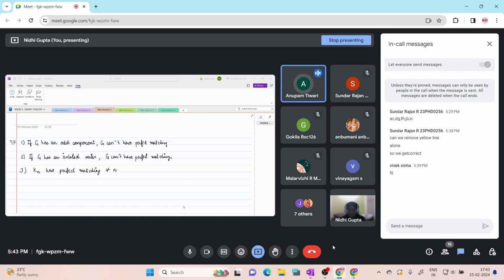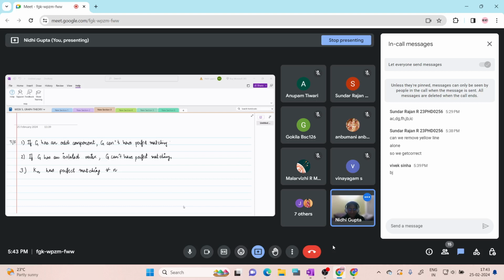Odd cycle, ma'am, odd cycle. Okay, C3 is an odd cycle. So if we take C5, then again it will not work. But there can be an odd component which is not an odd cycle. There can be a component which is not an odd cycle but has odd vertices.